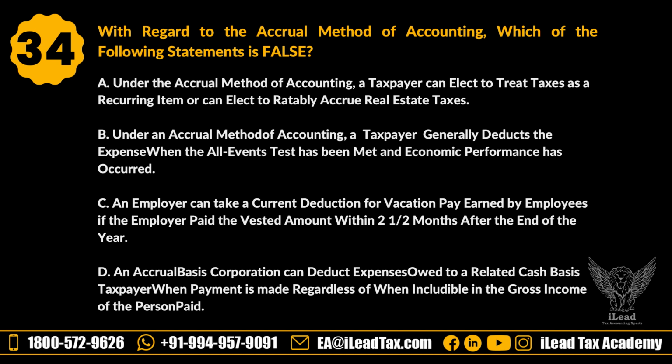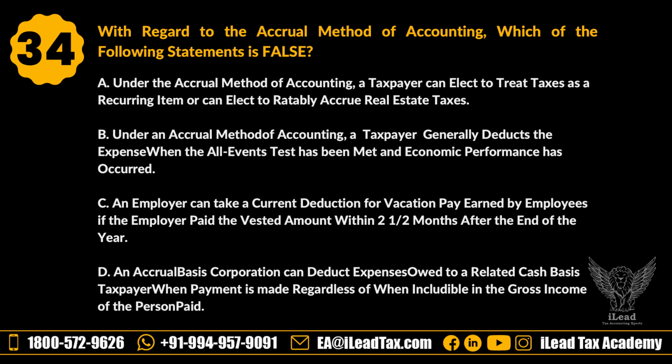Option C, this is also correct. Under the accrual method, an employer can deduct vacation pay accrued but unpaid at the end of the year if it is paid within 2.5 months after the end of the tax year. So this is a common exception to the general rule of economic performance. So option C is also incorrect.